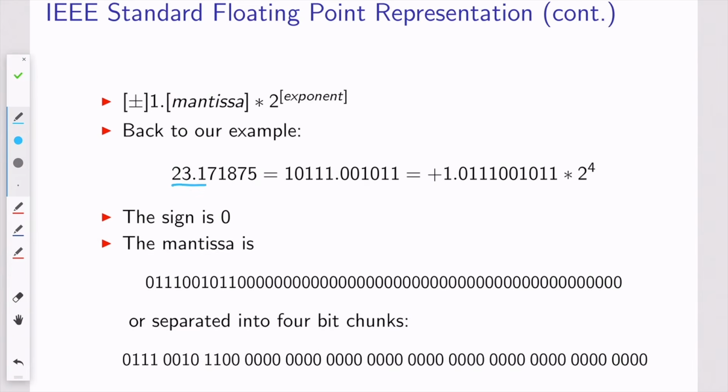So let's go back to this example from before. We had the number 23.171875. The sign is 0 because it's a positive number, and then the mantissa is all this stuff here. So there's the things I've underlined, right, which appear here, and then the rest we fill in all with zeros because we go out to 52 places. And in case it helps you see that long mantissa better, here it is separated into 4-bit chunks.